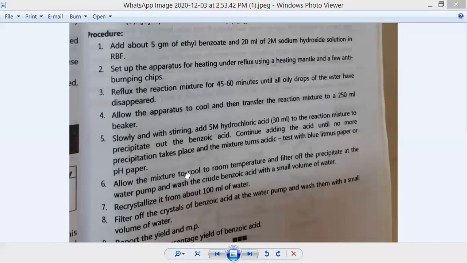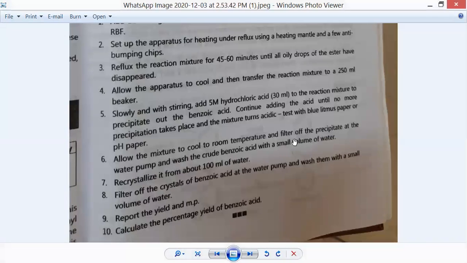Now allow the mixture to cool to the room temperature and filter off the precipitate at the water pump and wash the crude benzoic acid with a small volume of water. Then we are going to recrystallize the benzoic acid with water, filter off the crystals of benzoic acid at water pump, wash them with a small volume of water. And after that, we are going to record the yield in the same way as like that of yesterday's two experiment. Practical yield, percentage yield, melting point, and calculate the percentage of yield.